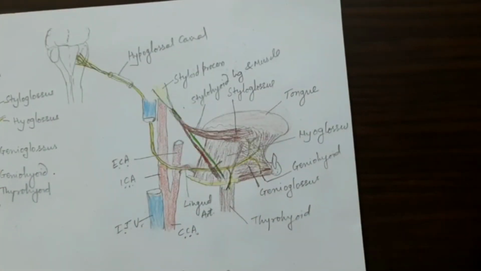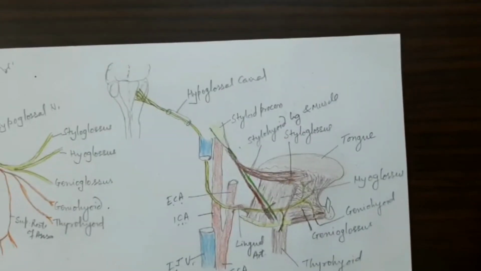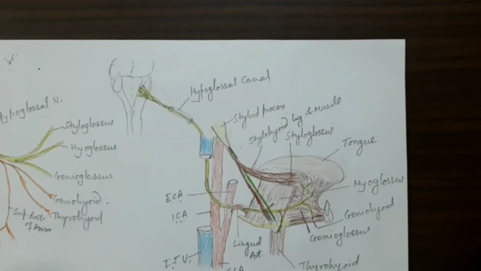Now let's come to the functional component. As I said in the beginning, the 12th cranial nerve or hypoglossal is a motor nerve, a pure motor nerve supplying skeletal muscles, thus they are voluntary muscles. Though the fibers are coming from the hypoglossal nucleus which is situated in the brain stem, this is classified as general somatic efferent.